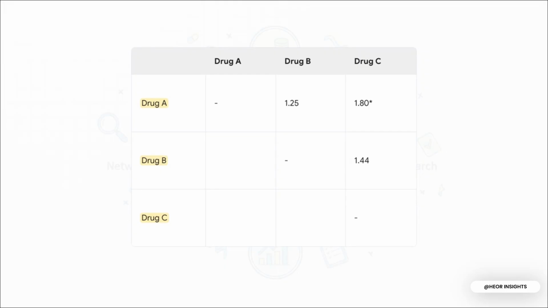So, what do the outputs look like? A primary one is the league table. This grid presents the relative effect for every treatment compared against every other treatment. You'll see an effect measure and a credible interval. A result is statistically significant if that interval does not cross 1.0.